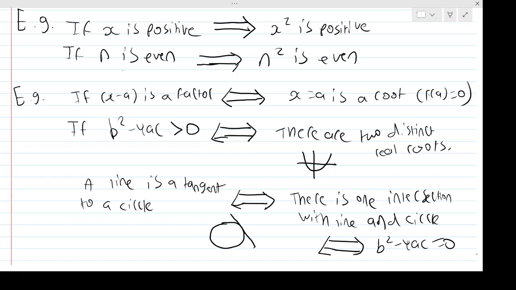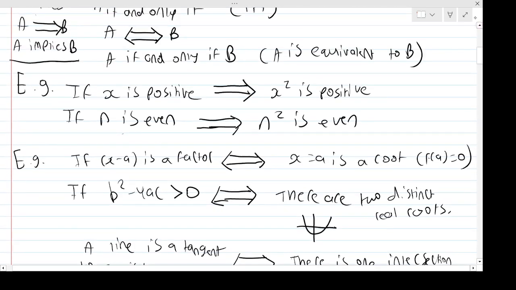Okay. And it goes the other way as well. And again, if we found that when we equate a line and a circle there was one intersection point, then that has to mean the line is a tangent as well. So again, it goes both ways. Okay, so then what about these examples?